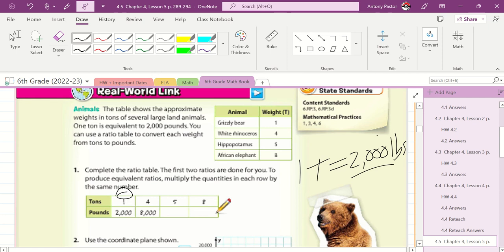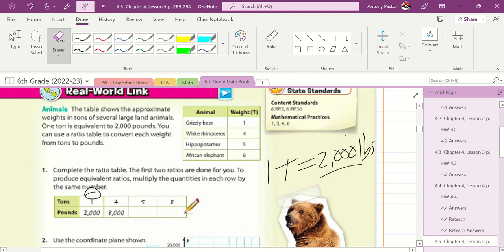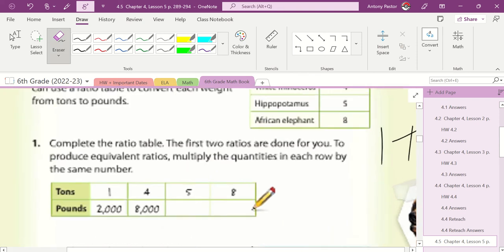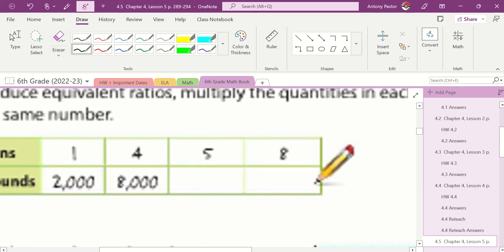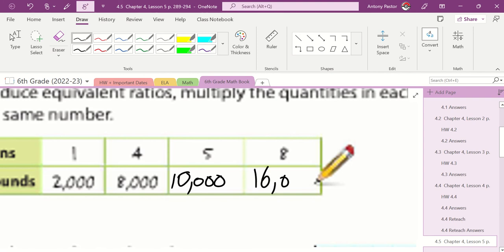1 times 2,000 is 2,000. 4 times 2,000 would be 8,000. 5 times 2,000 would be 10,000. And then 8 times 2,000 would make a grand total of 16,000.